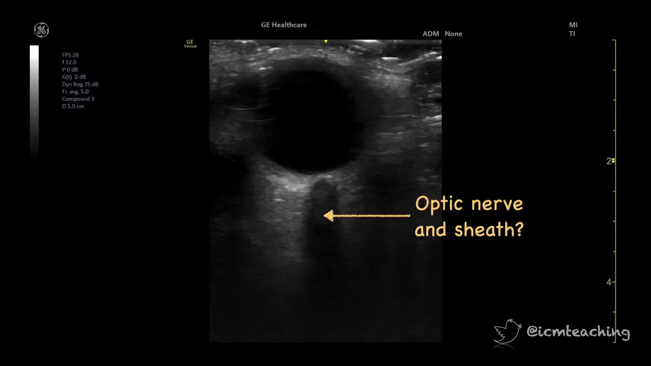However, we can also get pictures like this. Here I've moved the probe to a slightly different angle, showing a black tube-like structure behind the eye, which gets wider as it goes deeper. This isn't the optic nerve. It is in fact artifactual echo dropout. A shadow, in other words.